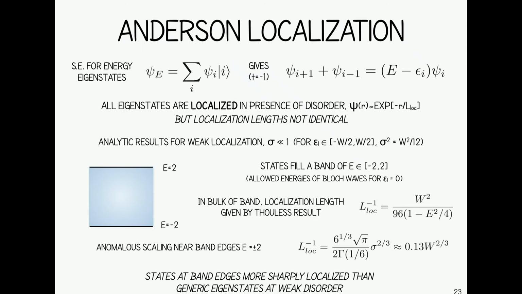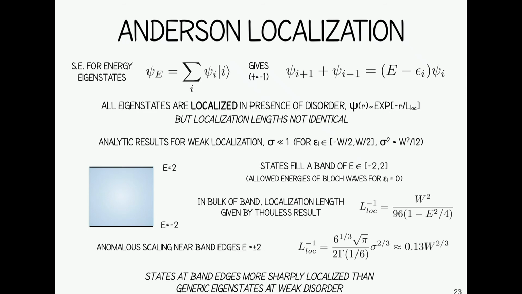So it turns out you can then study this recursion relationship, and you get lots of interesting effects. The most famous effect is that in the presence of disorder, in an infinite one-dimensional system, all of the energy eigenstates turn out to be localized. That is to say, they have large overlaps with specific sites, and then they have some exponential fall-off as you go away from some site.